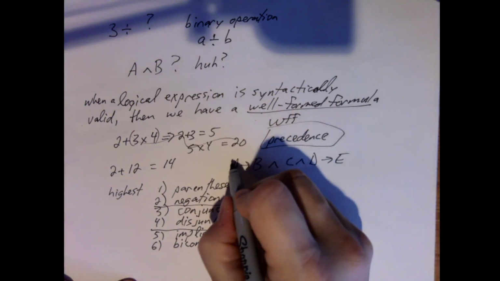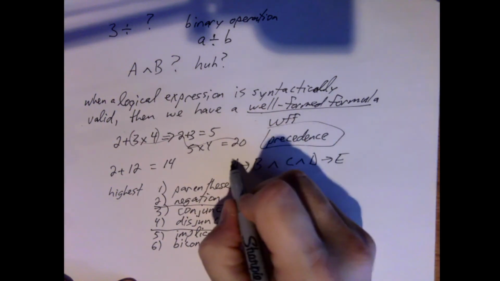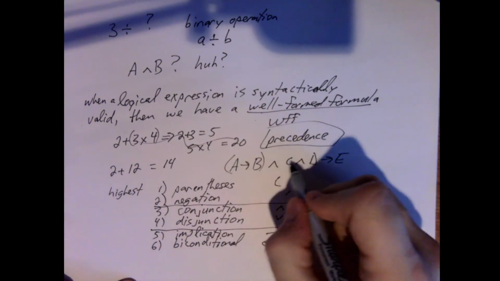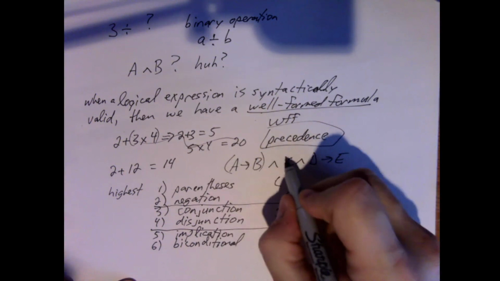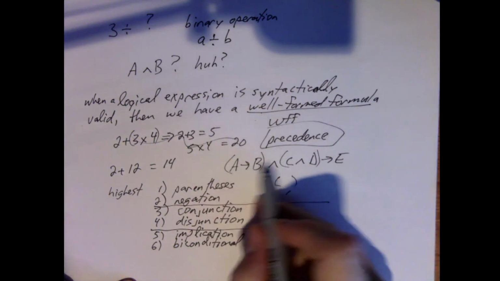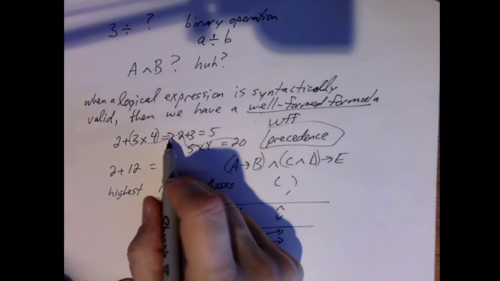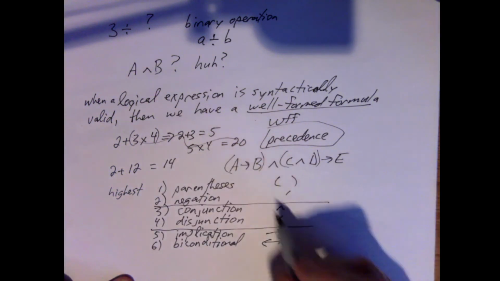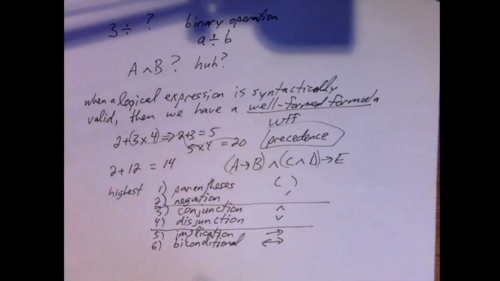So, if I want to make sure I know what I'm doing, or if I need to be clear about the precedence, I may do something like this. So I use lots of parentheses in what I'm doing for logic, just like I use lots of parentheses for what I'm doing with arithmetic. But when in doubt, this is the order that you need to follow.